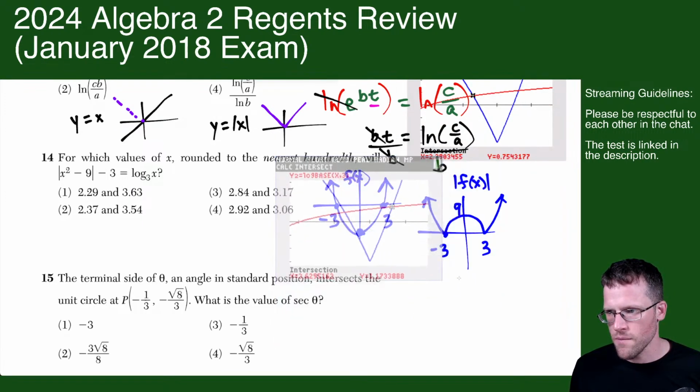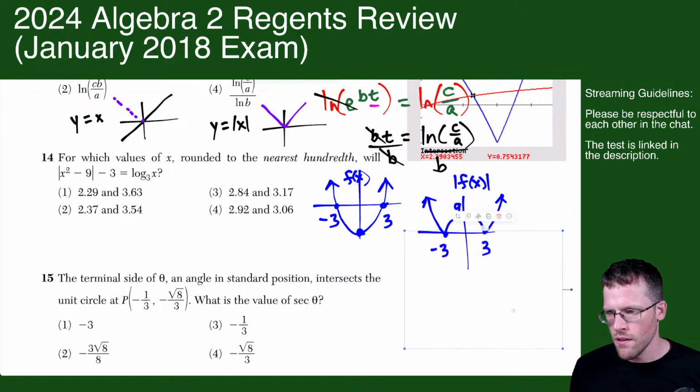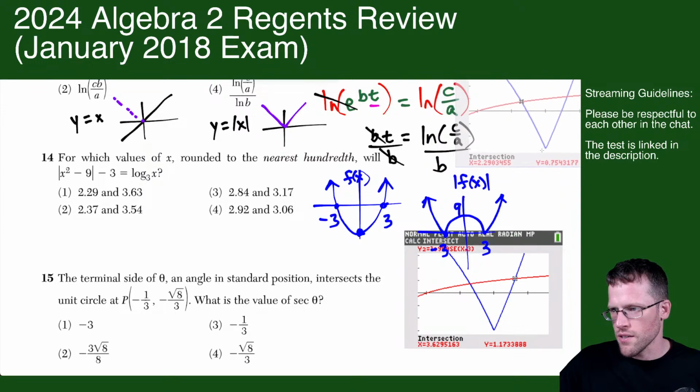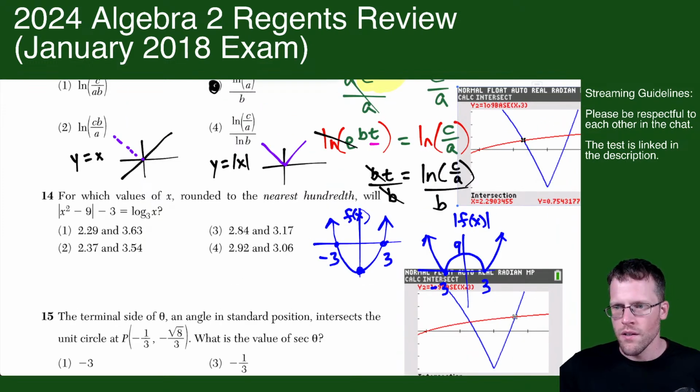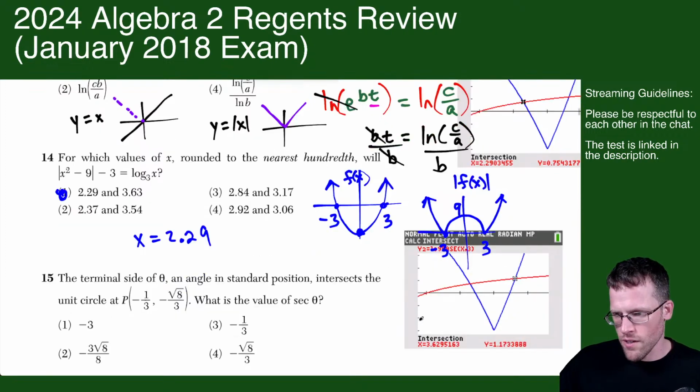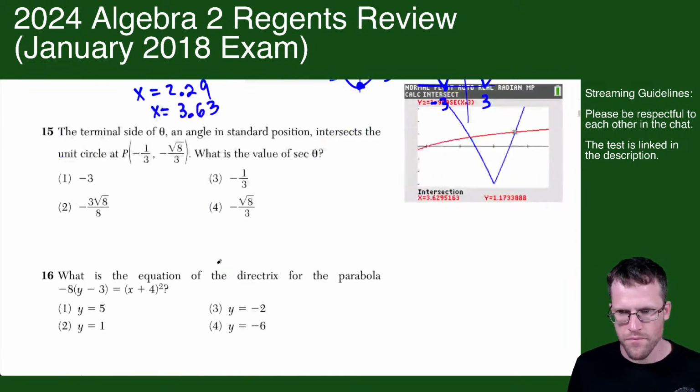Hang on, I could do this. So now I just identify the x values here. Sorry, this got kind of chopped. Oh, there we go. So it would be x equals 2.29, which I think right away just makes it choice 1, but also x equals 3.63. Okay, so second trace intersection.